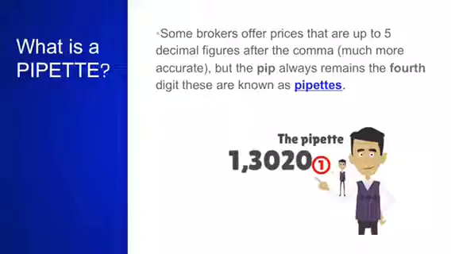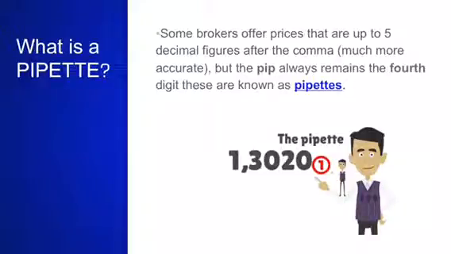Before I go ahead and do another example, I did have to mention the pipette. Some brokers offer prices that are up to 5 decimal figures, and it's much more accurate, so they say. Really, what I say is it just gets in your way, makes you mad, and you thought that you were calculating pips, but you really got confused with the 5th digit. So know that number is the pipette.